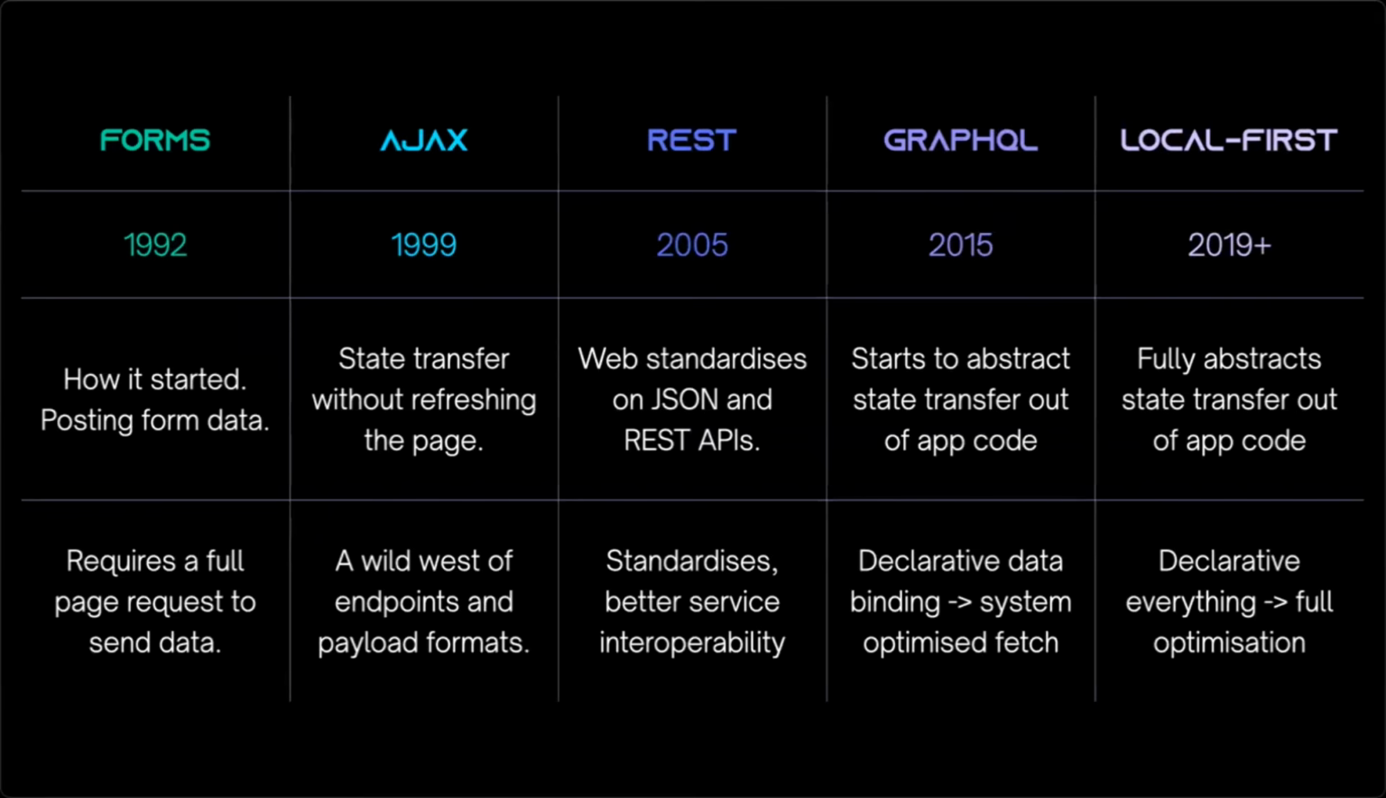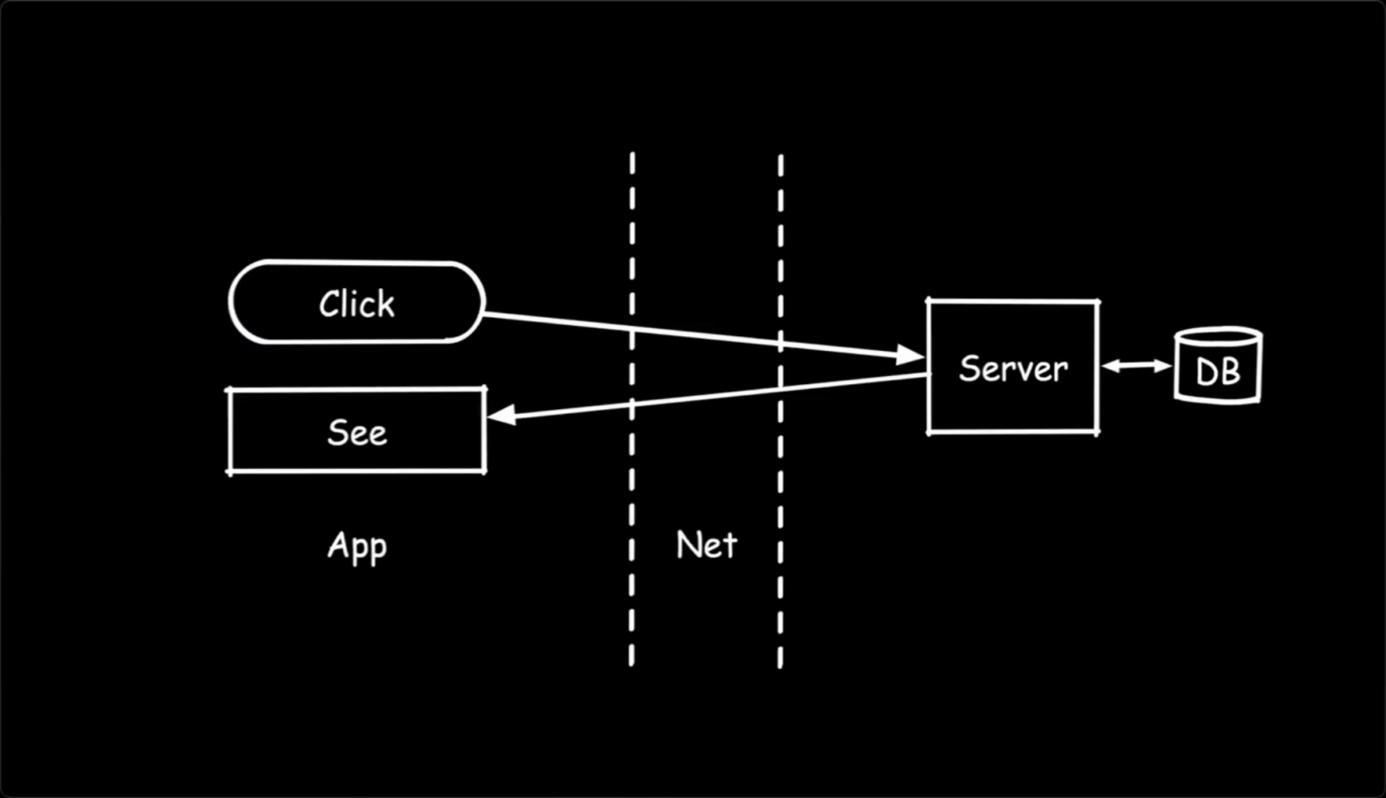It fully abstracts state transfer out of the application code, so the application code just talks to the local embedded database. And from a UX point of view, if you really boil it down, this is my highly sophisticated diagram of all web apps. Start with the top left. The user clicks on a button, sends a request to the server, talks to the database, sends a response back, the user sees the result.